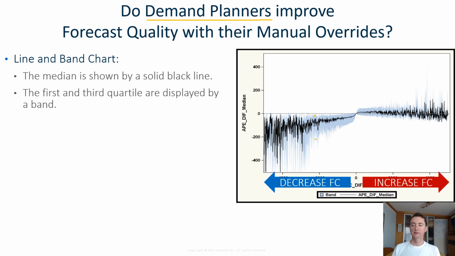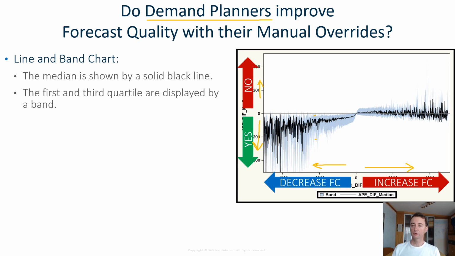Let's now take a look at the scenarios. If the demand planner increases the forecast, we see the scenarios on that side. If it decreases the forecast, we see the scenarios on that side. And on the vertical axis, we can see whether they do well, whether they decrease the forecast error, or whether they increase the forecast error.